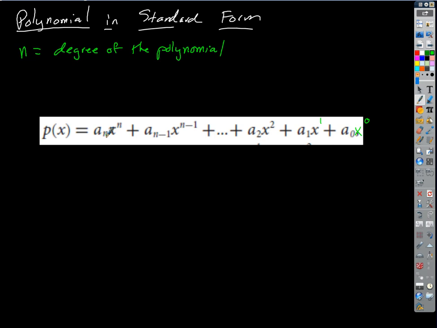It's the one that comes first, and so we call it the leading coefficient. And why do we call it the leading coefficient? Because it's in the leading term. The first term is the leading term. Okay, make sense? Yes, sir.